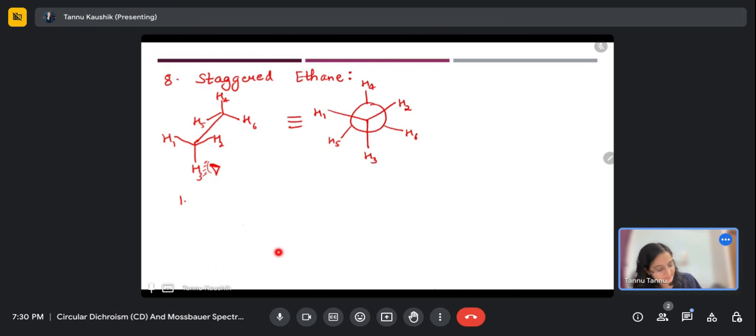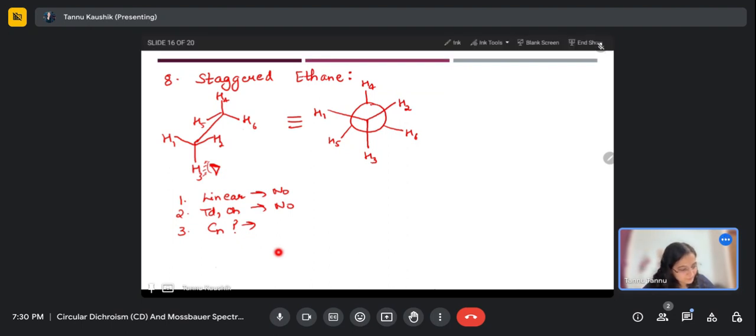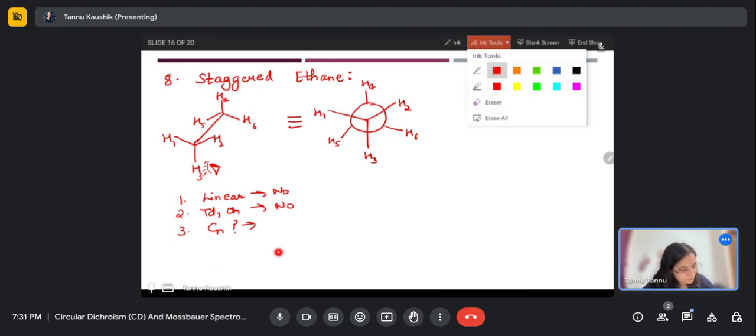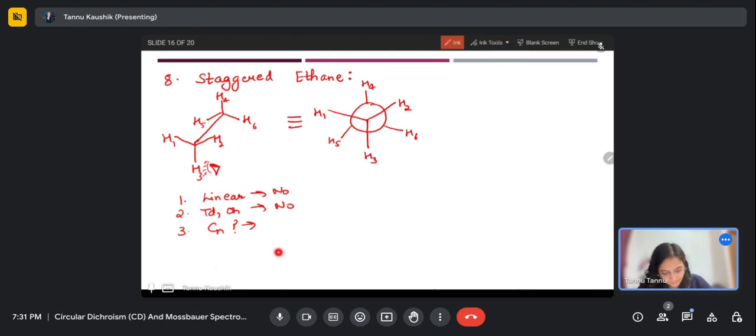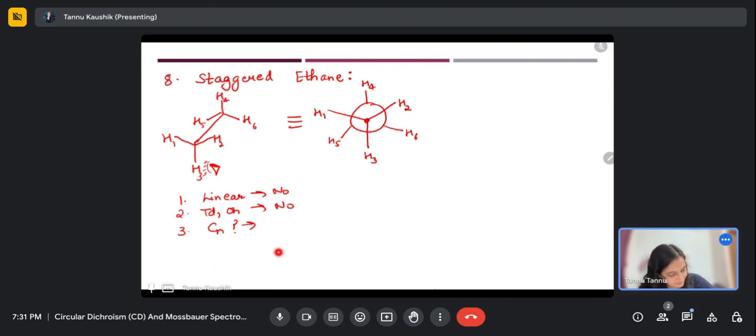So now the first question is, molecule is not linear, not tetrahedral, not octahedral. No. So what is the principal axis of rotation present in the molecule? So we have C3 axis of rotation.